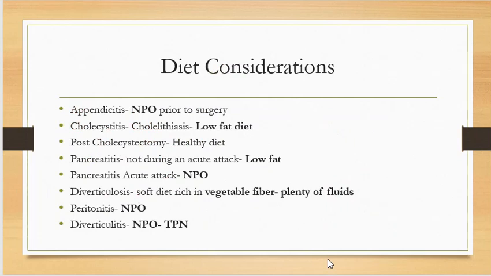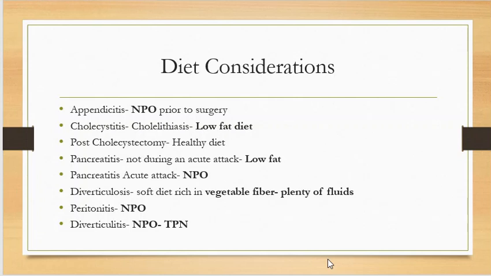And then diets are real important on this material. So what kind of diet are we having for these patients with these diagnoses? So appendicitis, the patient is NPO. And then acute appendicitis, the patient is NPO. Okay. Cholecystitis, cholelithiasis is NPO to low fat. Post-op cholecystectomy, if they're of normal weight, they can have a regular diet. If they're overweight, then we would recommend a low-fat diet.